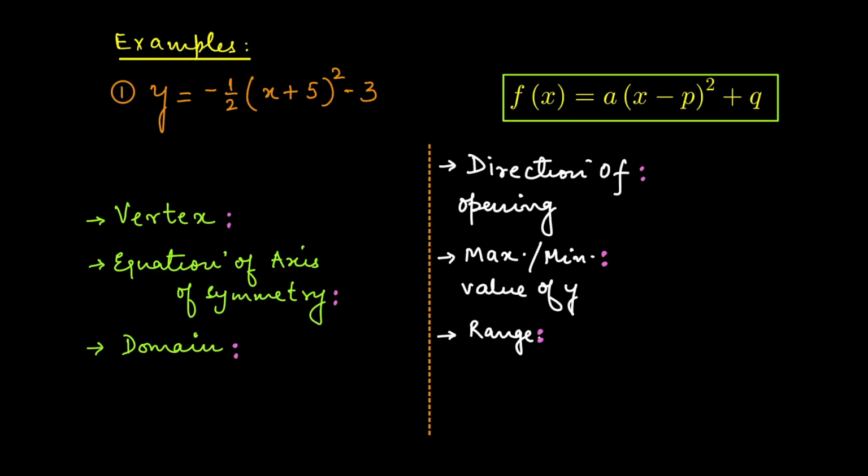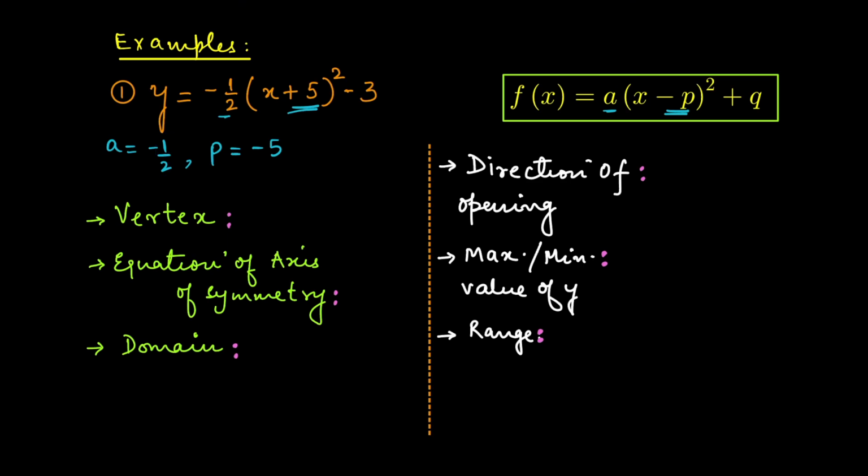Now example 1: y equals minus 1/2 (x + 5) squared minus 3. We always write the function on the right side so that we can easily compare the values. The value of a here is minus 1/2, and for the p value we take the opposite sign, so p equals negative 5. Why do we take it negative 5?